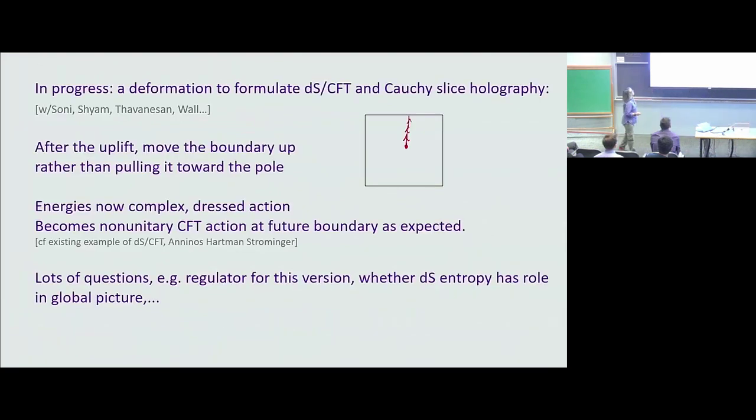With Ronak and others, we are looking at whether we can use the same kind of idea to also formulate dS/CFT. So how would that go? Well, instead of pulling the boundary out toward the pole, we boldly cross the horizon after the uplift and pull it up. The dressed classical action should go from a CFT to this non-CFT deformed theory, but by the time you get up here, it should be now a CFT with weird non-unitary properties. And okay, we're finding that at some level, although we have a lot of work to do to really interpret it. But this is something that's in play right now.